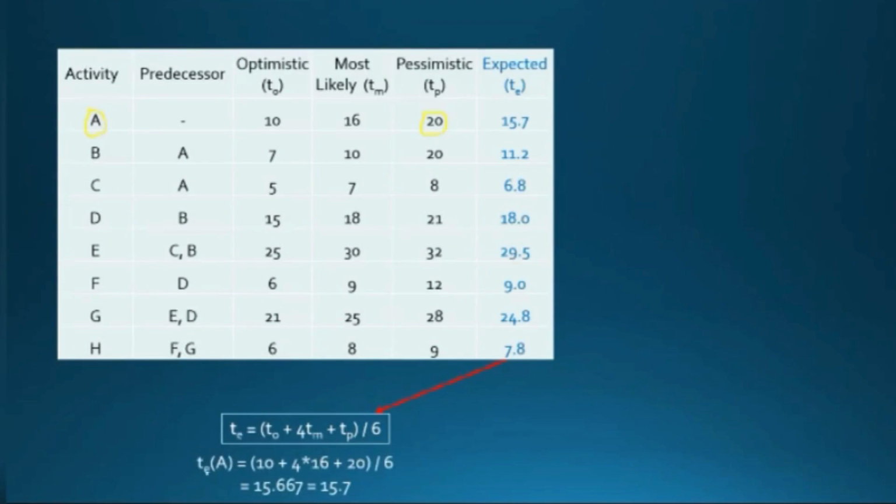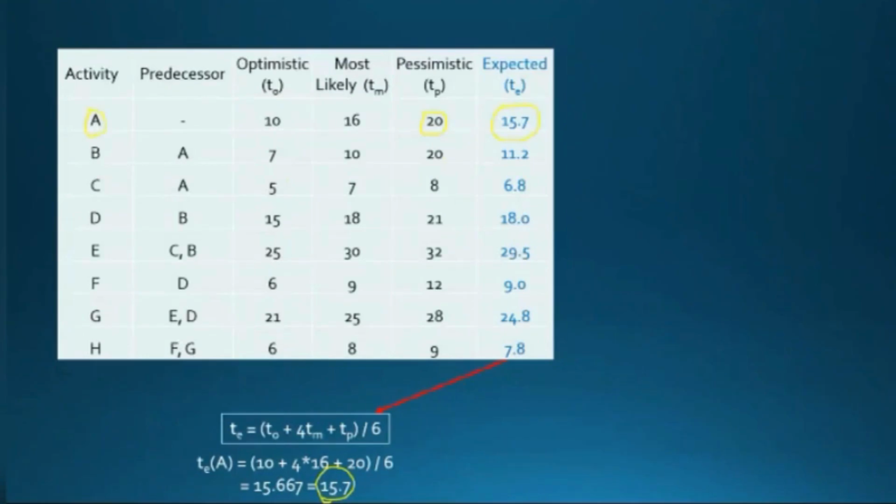So that is what I have shown. For TE, the expected time of A is 10 plus 4 into 16 plus 20, divided by 6. The value is 15.7. Friends, are you able to follow? Okay. So similarly, we calculate the TE values for all other activities.